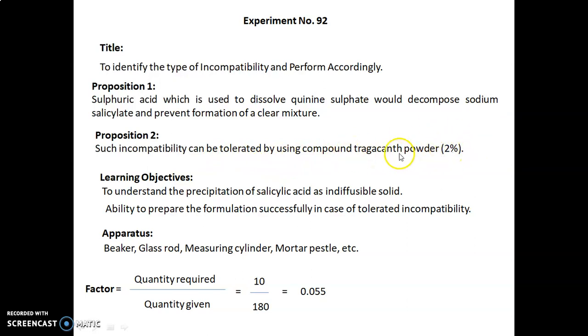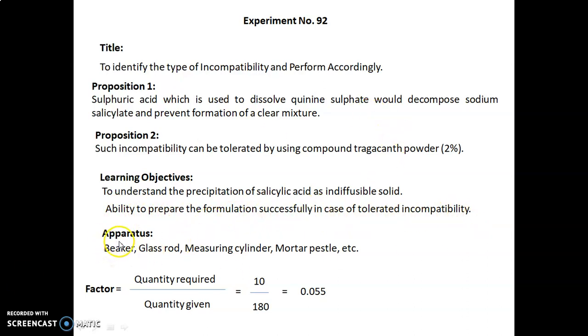As we studied in chemical incompatibility, method B is used for indiffusible substances, in which the 2% tragacanth powder is used. Learning objective: to understand the precipitation of salicylic acid as an indiffusible solid. As we discussed, compound tragacanth powder 2% is used for indiffusible solid. So we have to learn how the precipitation of salicylic acid occurs as an indiffusible solid and how we can overcome it. Then, the ability to prepare the formulation successfully in case of tolerated incompatibility.